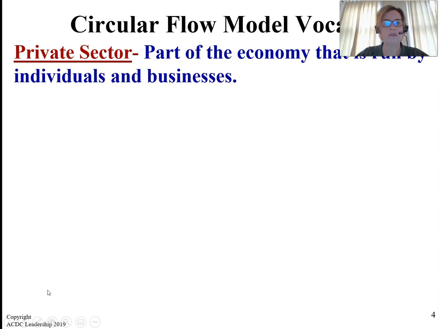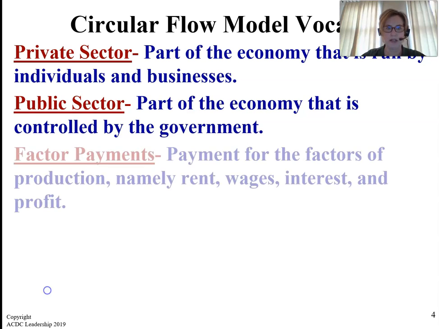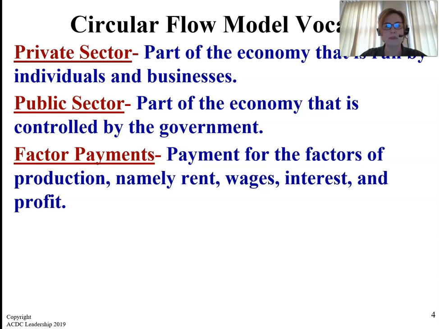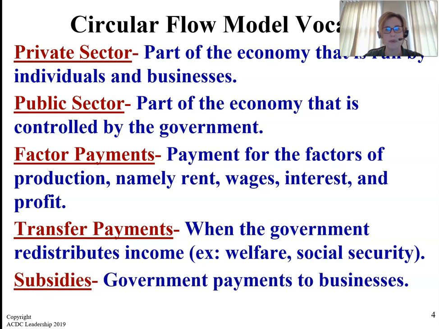Important circular flow vocabulary: the part of the economy that's run by individuals and businesses is referred to as the private sector. The part of the economy that's controlled by the government is referred to as the public sector. Payments for the factors of production, namely rent, wages, interest, and profit, are referred to as factor payments. And when the government redistributes income through welfare and Social Security, those payments are referred to as transfer payments. The government also provides payments to businesses through subsidies.